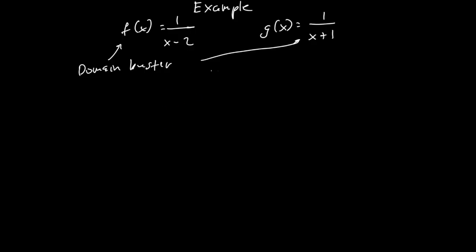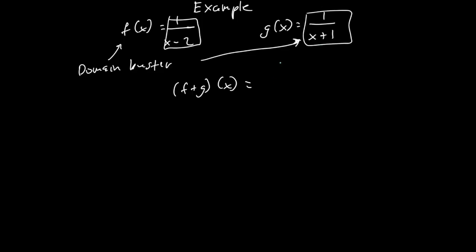And if we do division, we have to be careful of additional domain busters, which might occur. We don't know yet. So first we can start with addition, so we can do f plus g of x. That would equal, we take the output of f of x, and we take the output of g of x, and we add them together. So you do 1 over x minus 2 plus 1 over x plus 1.